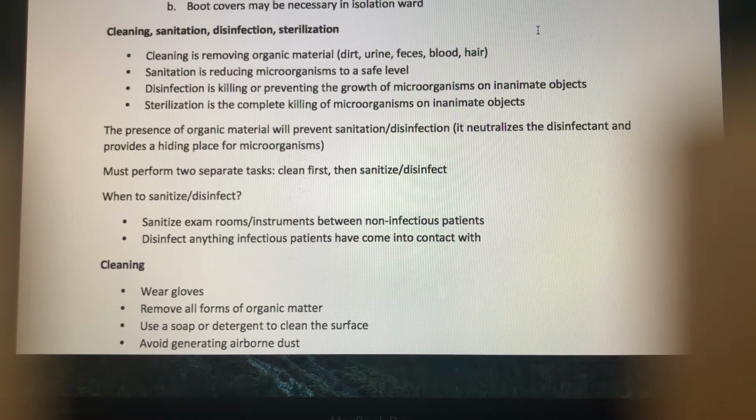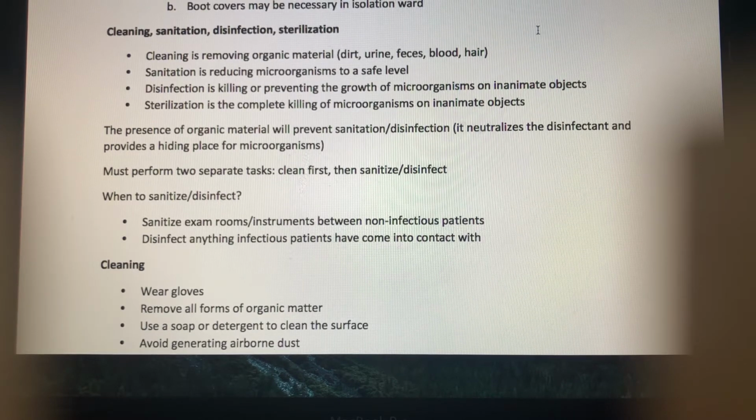In the kennel, things like the bedding is a fomite that needs to be washed. Litter boxes, food dishes, any toys, IV pumps, IV poles need to be disinfected. I'm just trying to think of other things. The scale, if you weighed the animal, and then any instruments. So the otoscope, the ophthalmoscope, the stethoscope, any of those things need to be disinfected as well. So basically anything the patient has come into contact with.